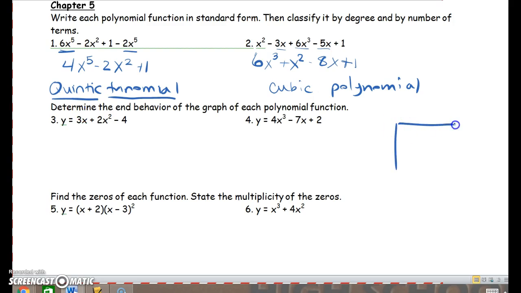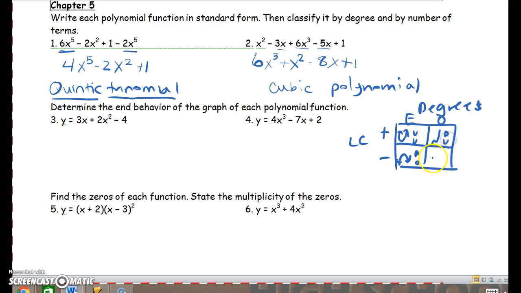Okay, so the end behavior is based off of a couple things. It's based off of the degree and then the sign of the leading coefficient. So if the sign's positive or negative, and if the degree is even or odd. If it's positive and even, we get something that looks like a parabola. So we would say up and up. If it's even and negative, we would get something like a downward parabola. So we would get down and down. If it's positive and odd, we get down and up, and odd and negative, we get up and down because it flips it over the x-axis.